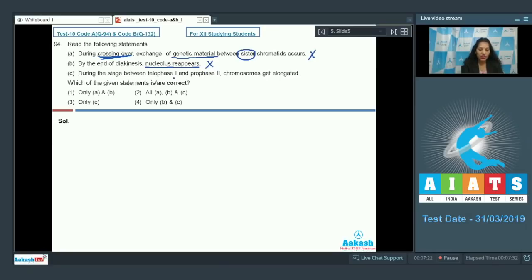C, during the stage between telophase 1 and prophase 2, the stage which comes between them is the interkinesis, and in interkinesis the chromosomes get elongated, but not up to the chromatin material, but yes, they get elongated. So this is correct. Only statement C is correct, hence the correct option for the given question is option number 3. Let's move to the next question.